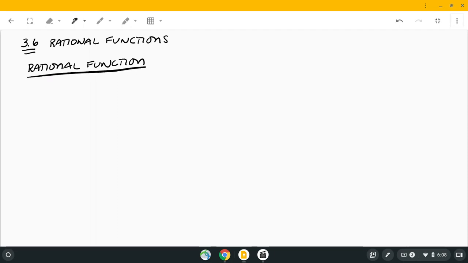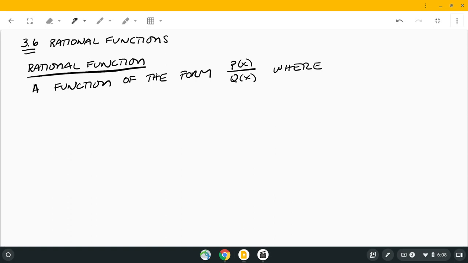A function of the form p of x, so that's a polynomial, over q of x, which is another polynomial. So a polynomial over another polynomial. Okay, so where p of x and q of x are polynomials. Okay.